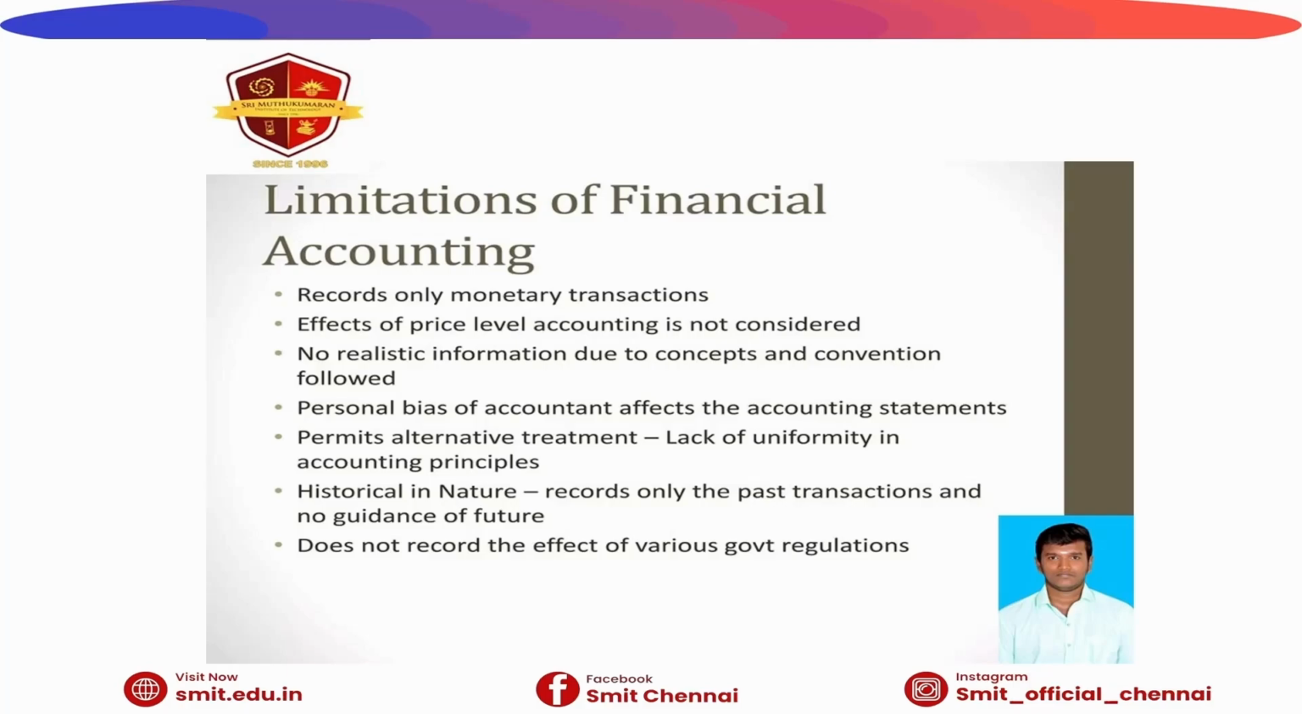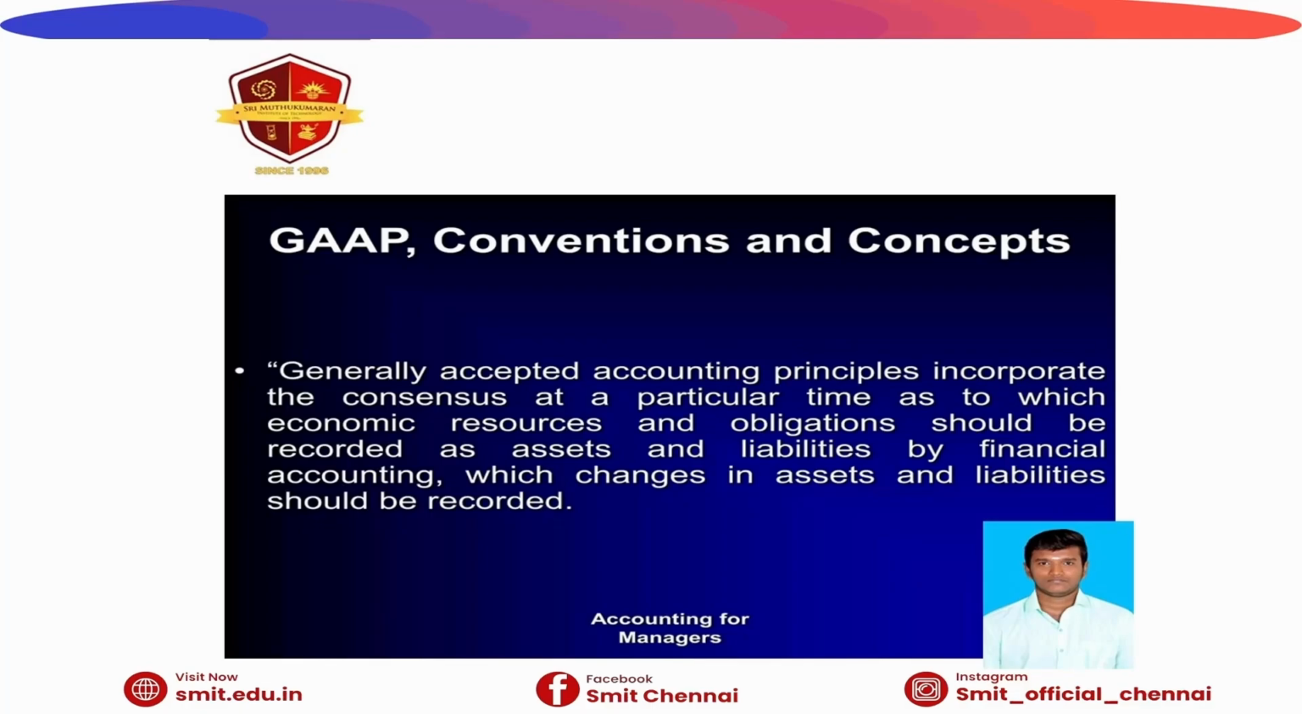No realistic information due to concepts and conventions followed. Personal bias of accountant affects the accounting statement. Permits alternative treatment, lack of uniformity in accounting principle. It's historical in nature because it records only the past transactions and gives no guidance regarding what we are going to do in the future. Does not record the effect of various government regulations. These are the limitations of the financial accounting.